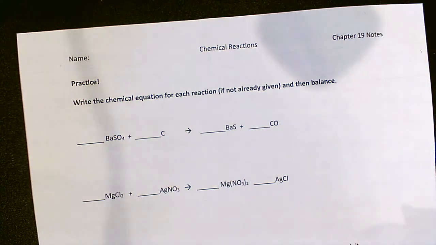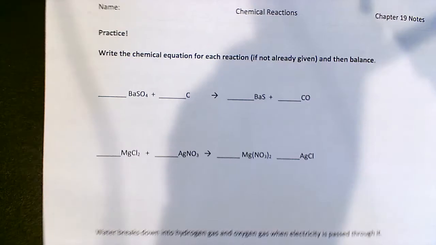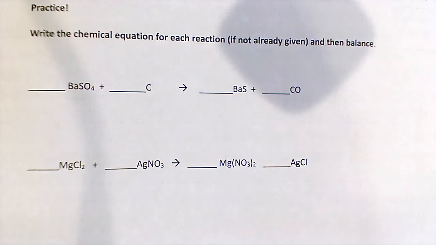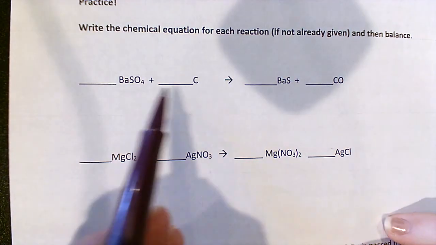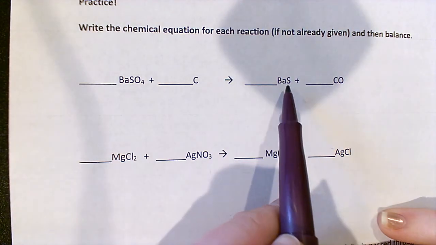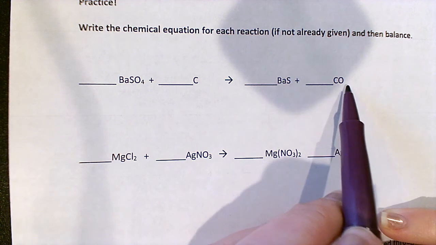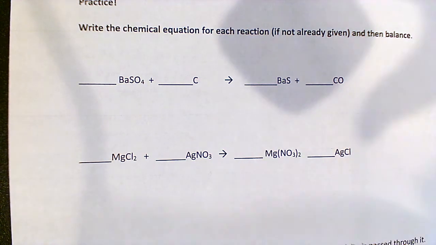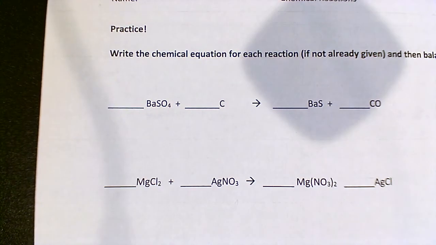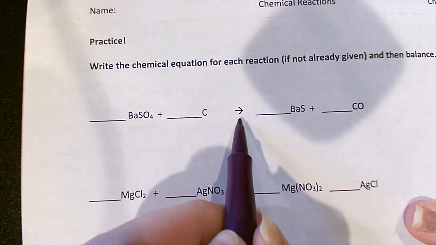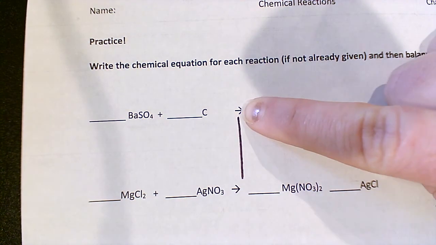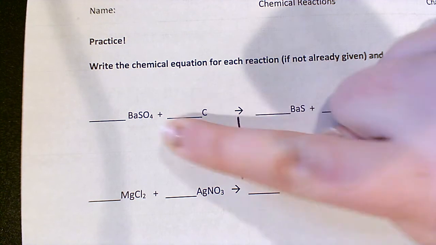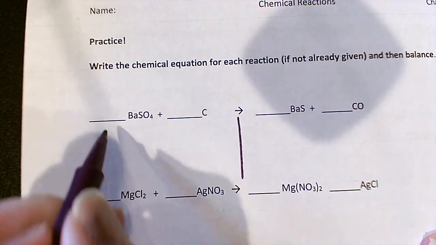So we've got some practice here. I'm going to zoom in just a little more. All right, we have barium sulfate plus carbon yields barium sulfide plus carbon monoxide. I really like to start with just a straight vertical line right under my arrow to keep the left side and the right side separate.